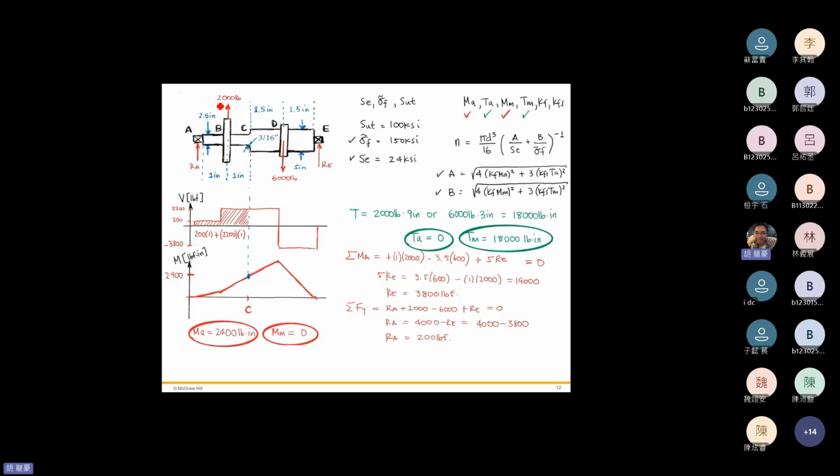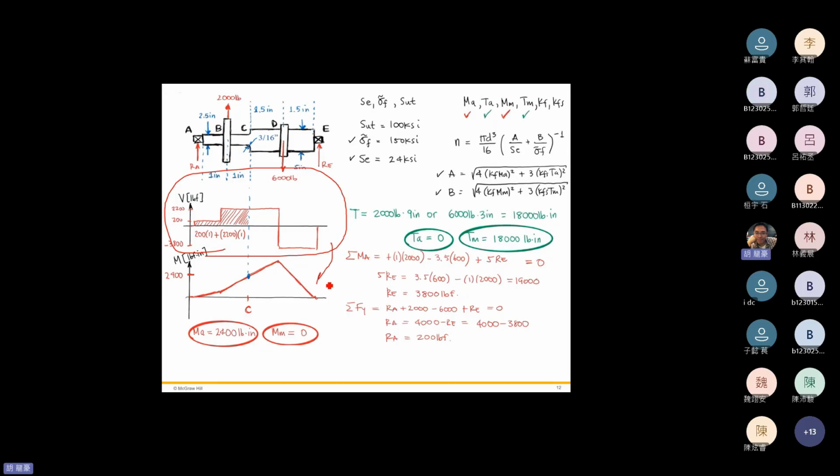So now we can start to analyze the stresses of this shaft, right? We have the reaction force at A and the reaction force at point E, and then we can plot the shear diagram. From this free body diagram, we can solve the reaction force at A, 200 pounds, and the reaction force at point E, 3,800 pounds. Then we plot the shear diagram, like this.